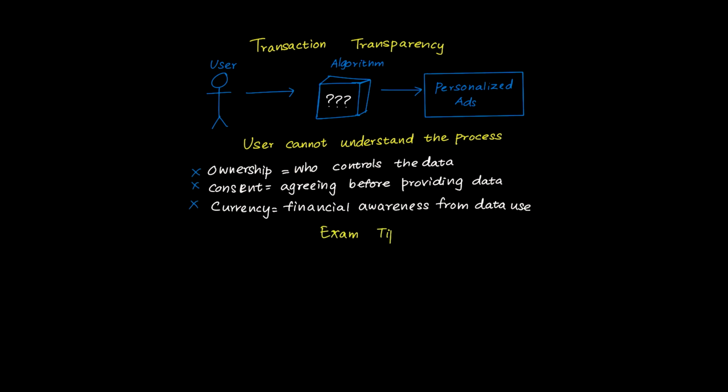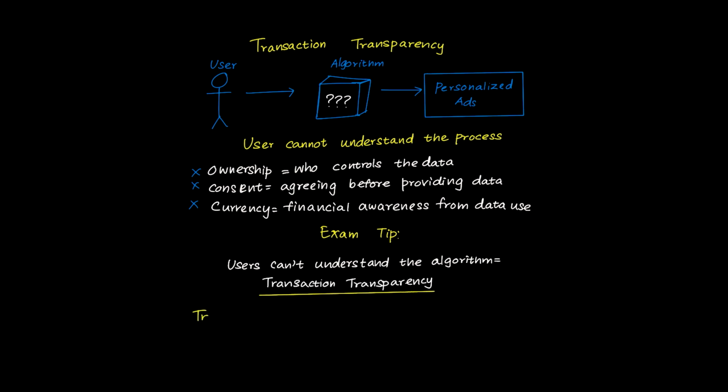Here's a WGU D467 exam tip for you. When a question describes algorithms or data processing that users cannot understand or explain, that's a transaction transparency violation. Quick recall hook: transparency = they should see through the process.